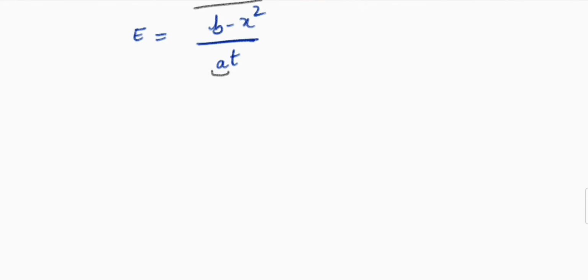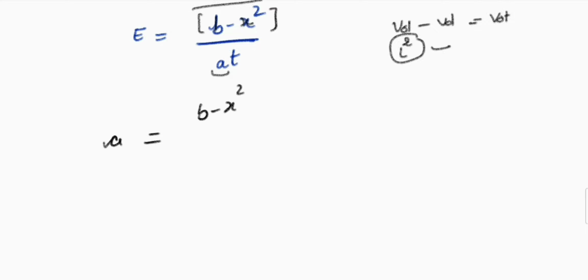So this whole thing, when we subtract volume from volume, we'll get volume only. So it means when I subtract B from x squared, having the dimensions L squared, this whole quantity will be equal to L squared. So here we can write A is equal to (B minus x squared) divided by E multiplied by T.